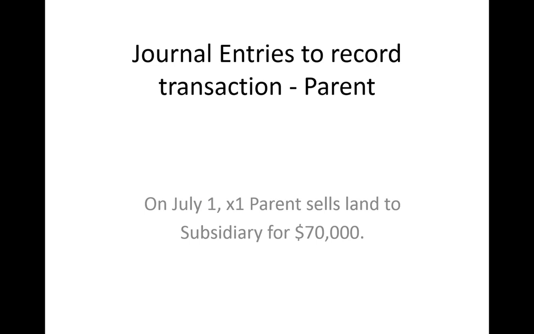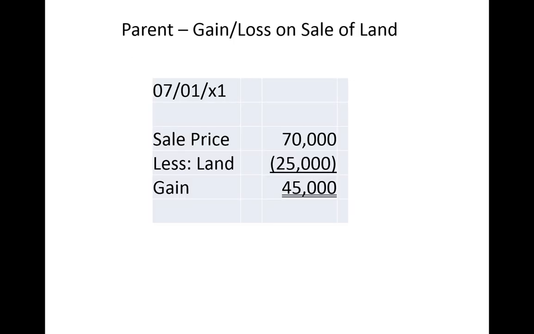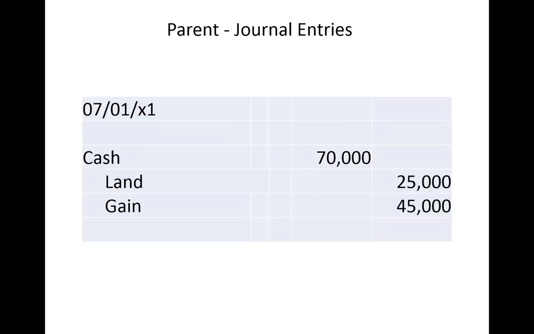In X1, the parent sells it to the sub. So the first thing we need to do is determine, is there a gain or a loss? We'll take the sales price less the basis of the land, which is $25,000, and we'll get a gain of $45,000. On the parent's records, they're going to make the following entry. They're going to debit cash for $70,000, credit land $25,000, credit gain for $45,000.